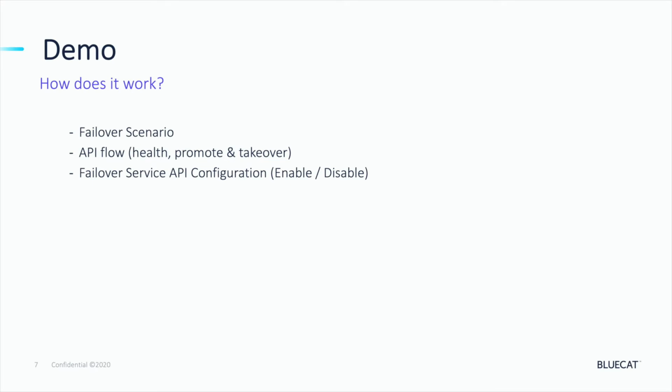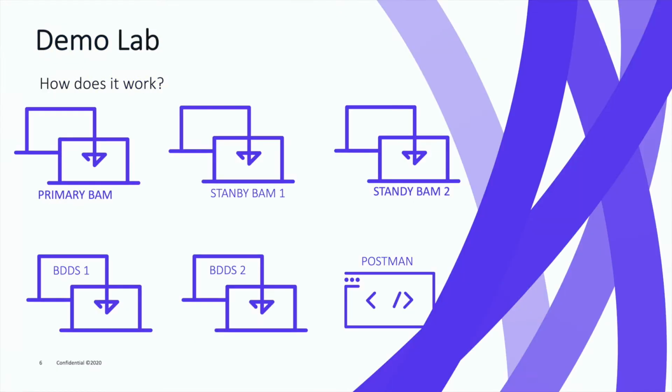Now that we have covered the use case and architecture, let's look at Automatable Failover APIs in action. First, we'll discuss the failover scenario and how to enable or disable the failover API services in BAM, and then we'll continue with the API flow. Here I have configured 3 BAM servers, one being primary and 2 standby servers. Also 2 BDDS servers are deployed and assigned to primary, and I have a Postman client for the API demo.